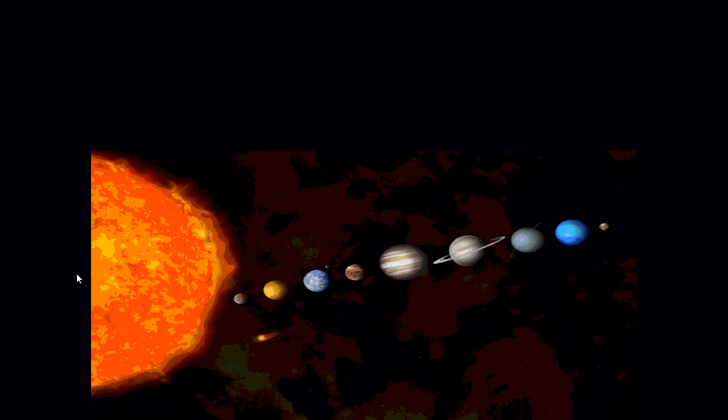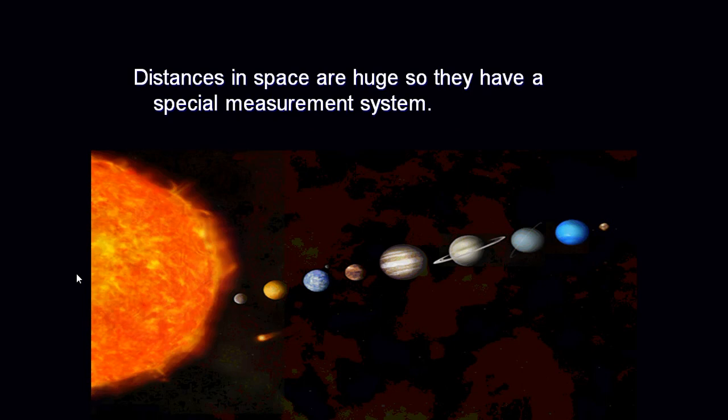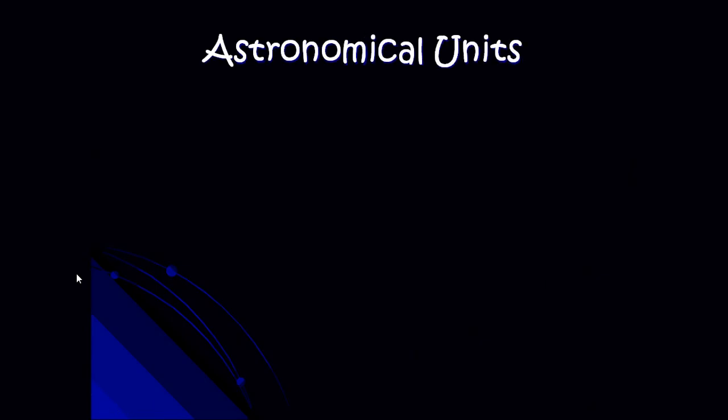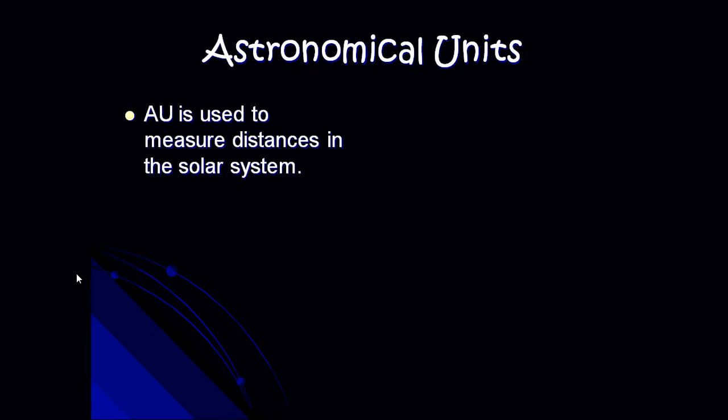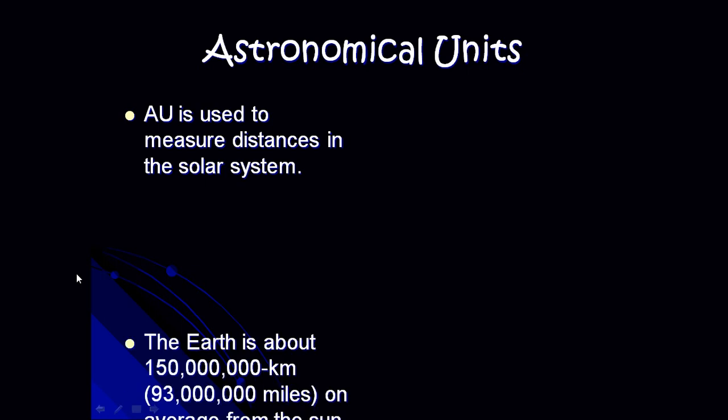The planets and the sun. Now, the distance between the planets is measured using a special type of system of measurement. We need this system, or it was adopted rather, because of the large space between planets and the sun. So, let's talk about this system of measurement. It has coined the term astronomical units, or AU for short. AU is used to measure distances in the solar system.